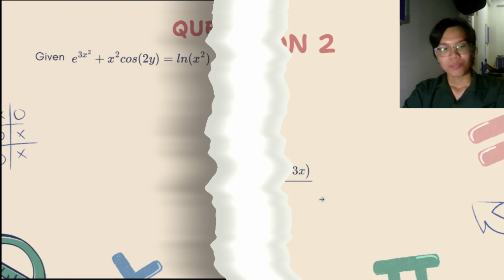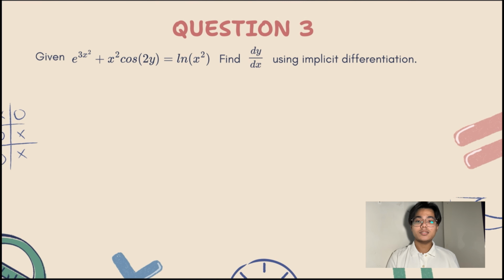Hi guys, my name is Haris and I'll be answering question number 3. So the question given to us is exponent 3x squared plus x squared cos 2y equal to ln x squared. Find dy dx using implicit differentiation.